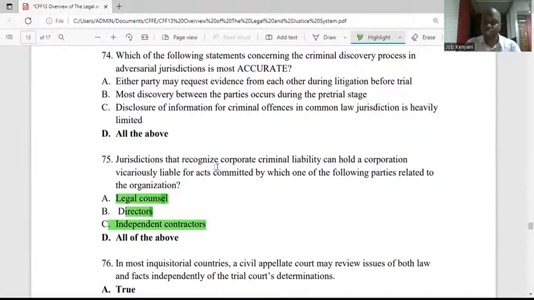So jurisdictions that recognize corporate criminal liability can hold a corporation vicariously liable for acts committed by which one of the following parties related. You can see they're talking about related, and in this case, it happens in a master-servant relationship. So this legal counsel can be the employee of the corporate entity. These directors are employees of the corporate entity.